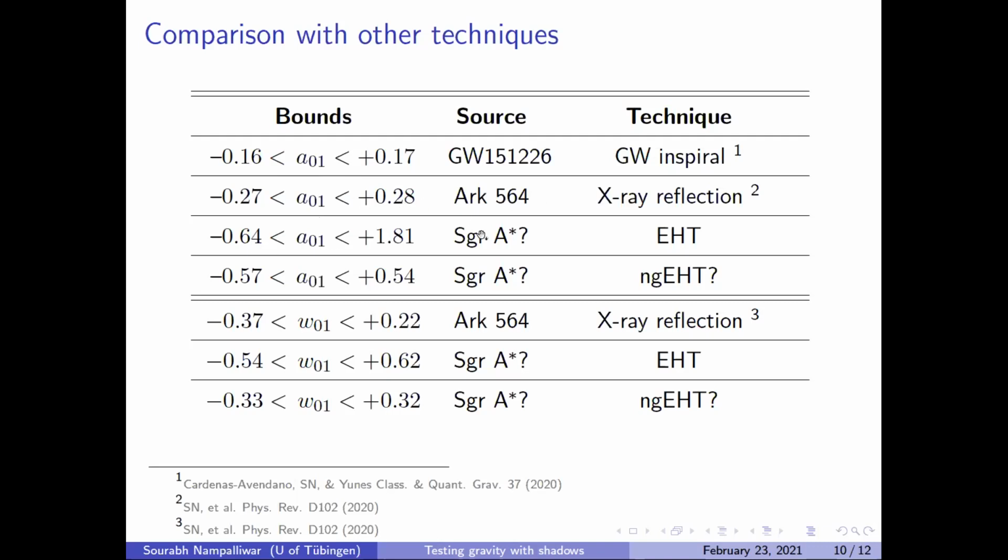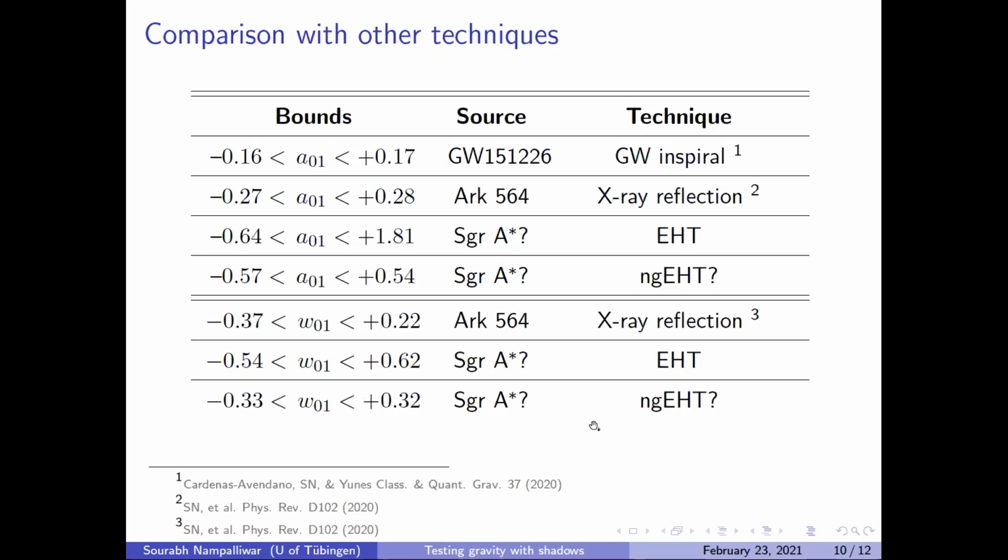And what this shows is that with current data and even with future data, we don't expect this A01 parameter to be measured any better than what has been done with other techniques. For W01, the current data is not so good. Future data, we may get comparable estimates, but remember that this future data is expected to be around maybe after 10 years, and certainly the bounds from X-rays will improve in the next 10 years, so this will go down.